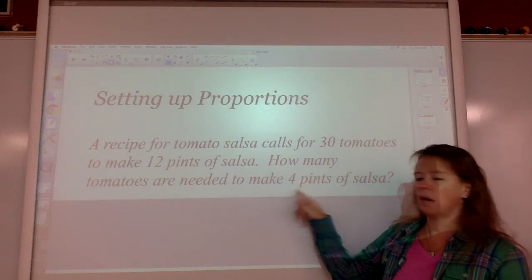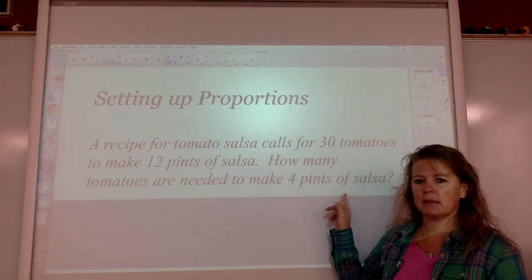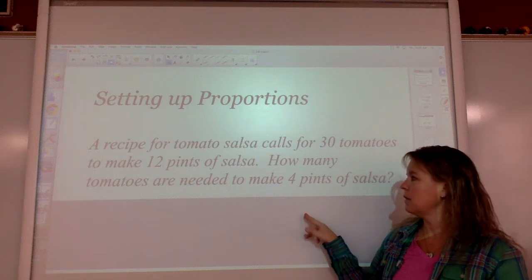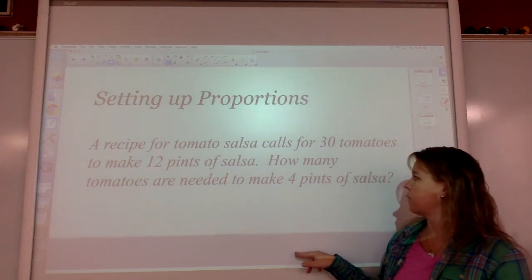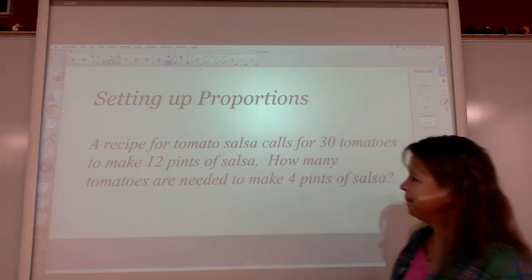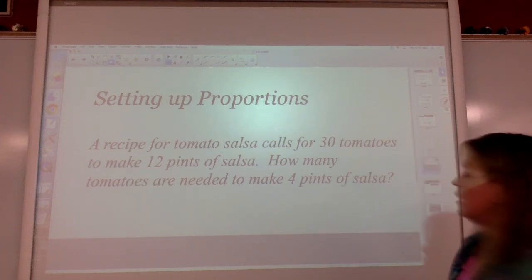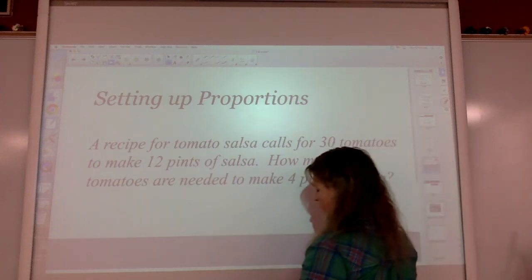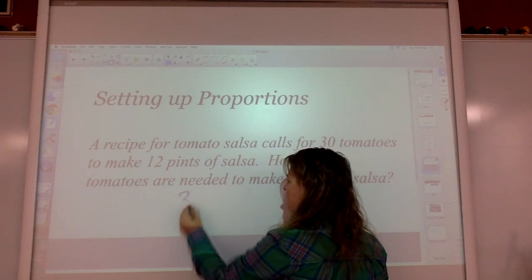How many tomatoes are needed to make 4 pints of salsa? 30 tomatoes makes 12 pints. That's a ratio right there.